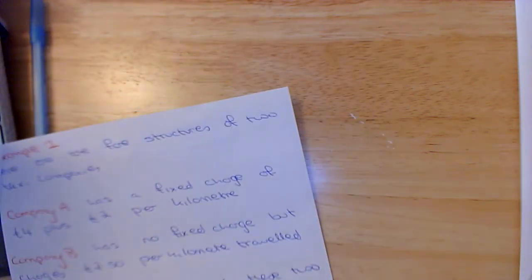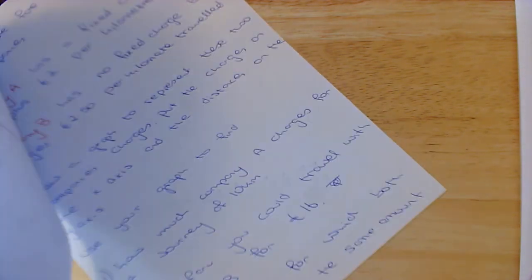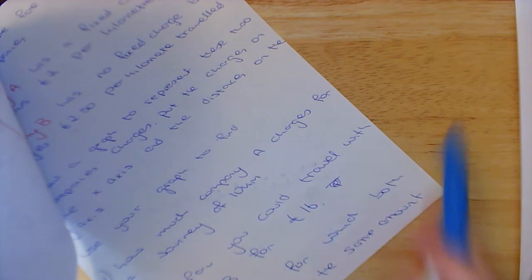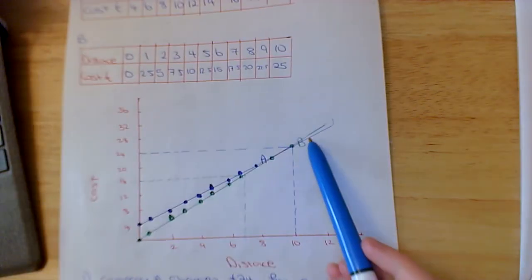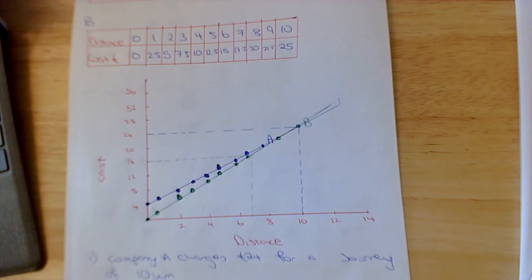The next part of my question asks how far you could travel with company B for €16. Company B is plotted in green, and for €16 the cost is along this way. So I need to go to €16 and cut all the way along until I hit my green graph. Then I go down once I hit my green, and I get roughly about 6.5, let's say. So that's how far they can travel with company B for €16: 6.5 kilometres.